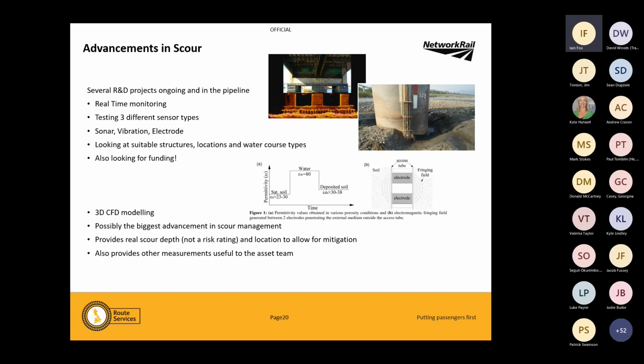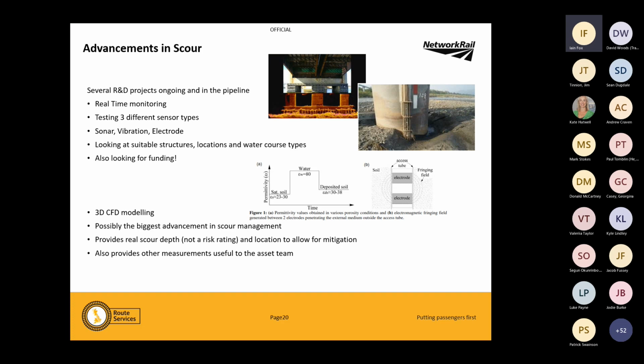We've got 3 different types of sensors that we're testing there. So we've got some sonar sensors, we've got some vibration sensors, and we've got some electrodes. The electrodes are my preferred option. They measure the relative permittivity of the ground, and they can tell the difference between strata, water, or a mix of the two. So you get a very nice graph that shows you exactly what's happening.